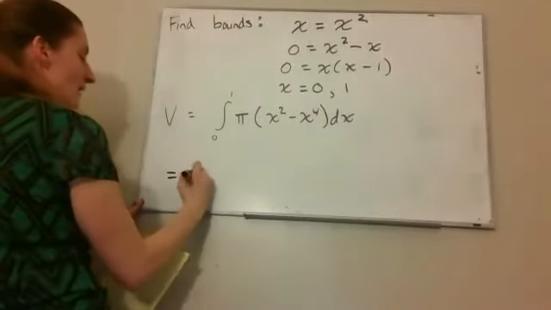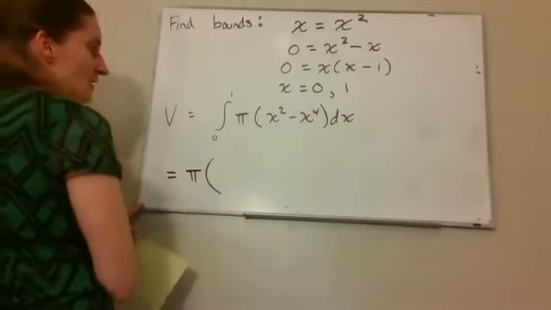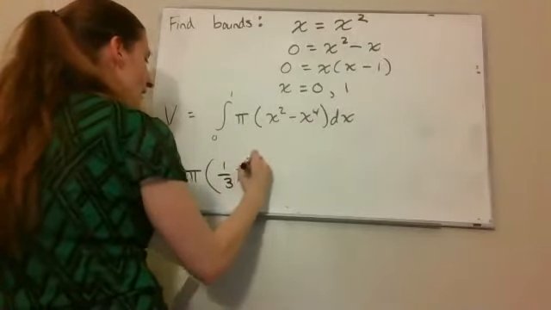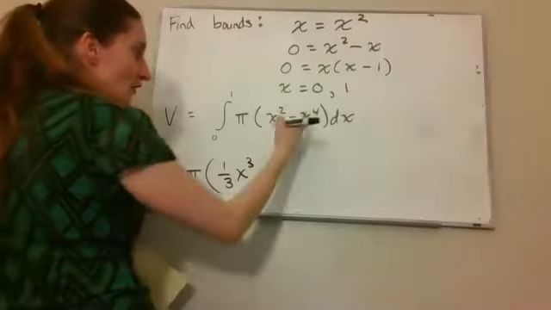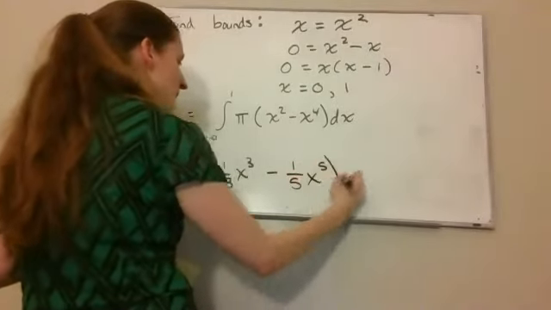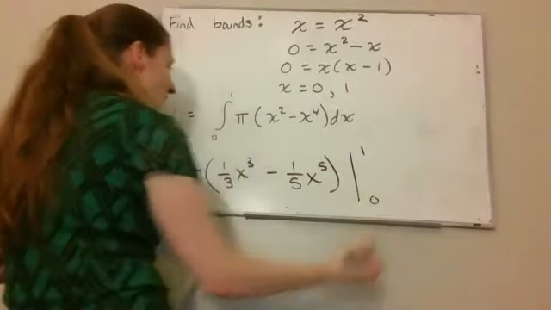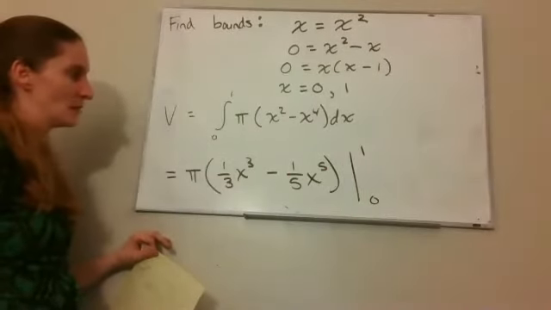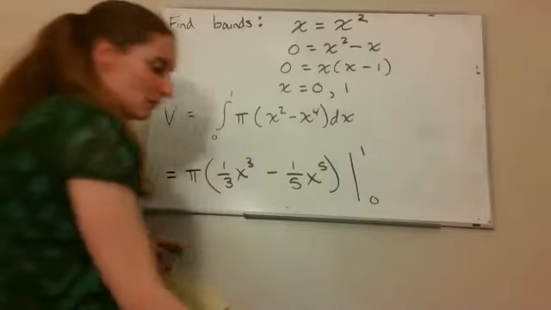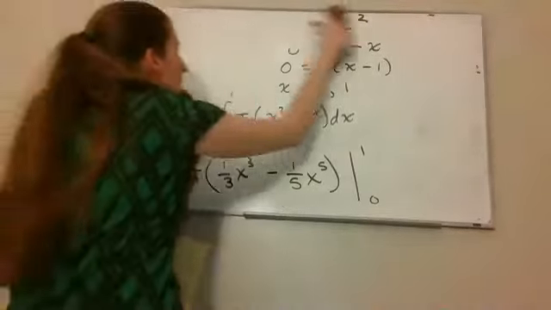I know the pi is going to come out. Antiderivative of x squared is 1/3 x to the third. Antiderivative of x to the fourth, 1/5 x to the fifth. And then I just have to plug in a 1 and a 0. When I plug in the 0, I'm going to get 0. So what happens when I just plug in that 1?